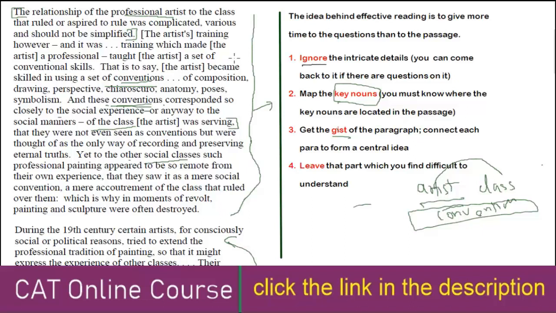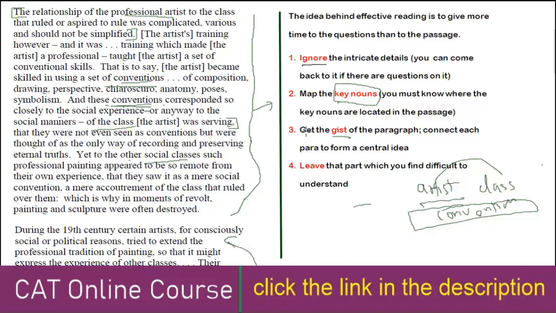There was no other method of teaching, and that is the reason why the art expressed the experience of a selective class, even though they claimed that they are universal. That is basically what the central idea of the passage is. So if I have read the passage, there are 5 words that have struck me. The word painting, the word artist, the word convention, the word social class.